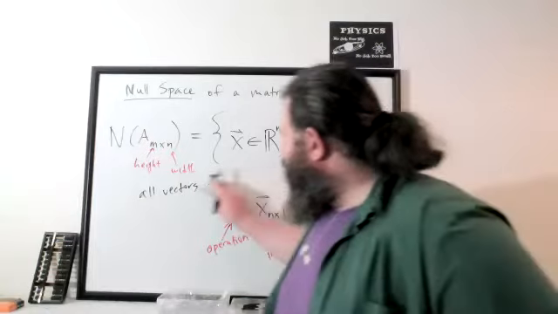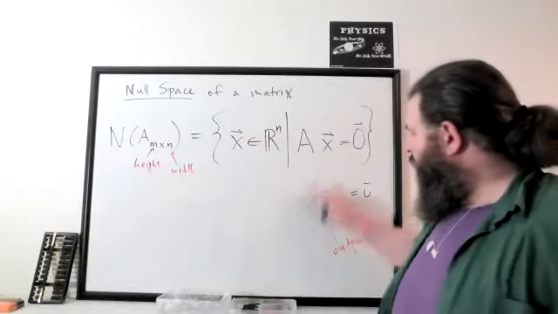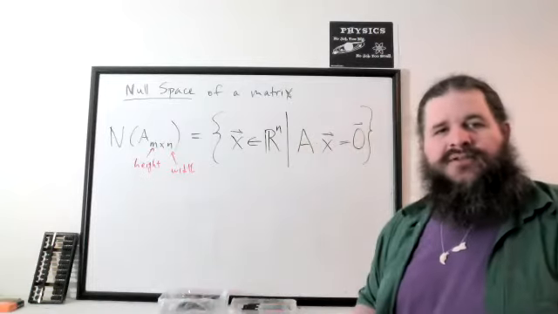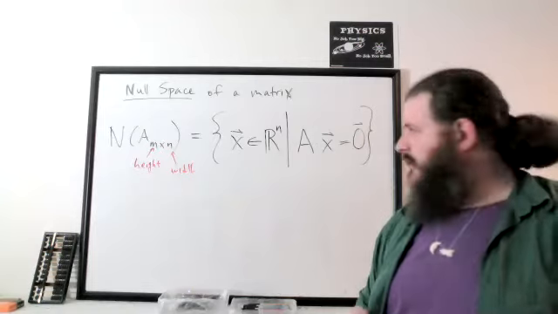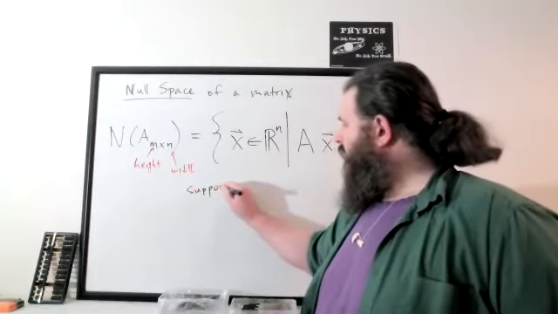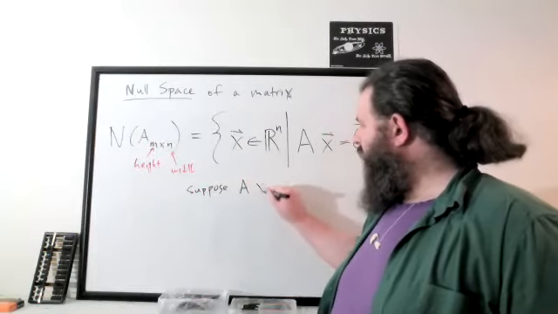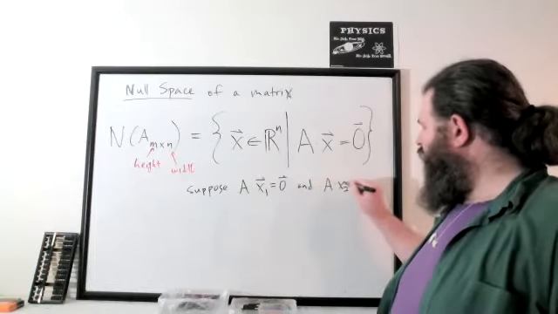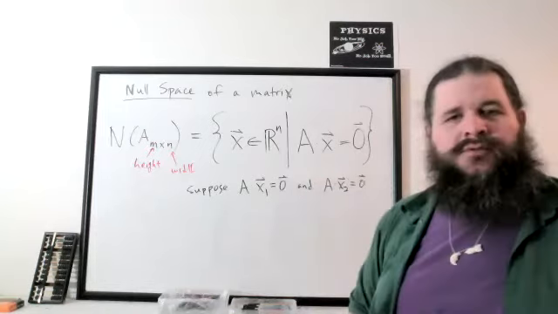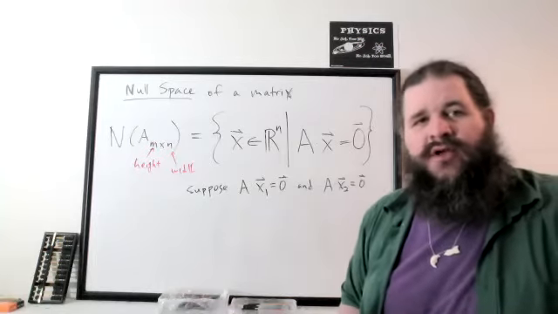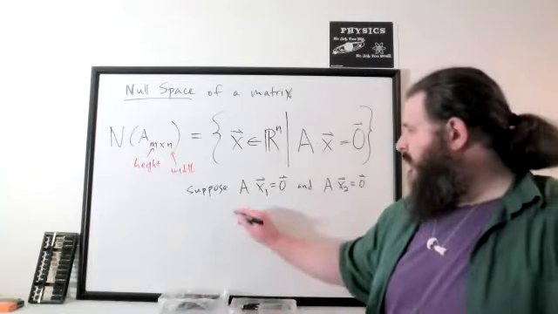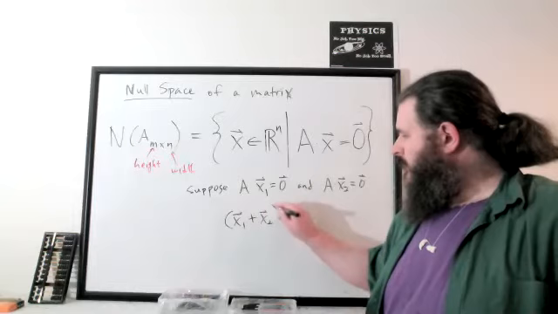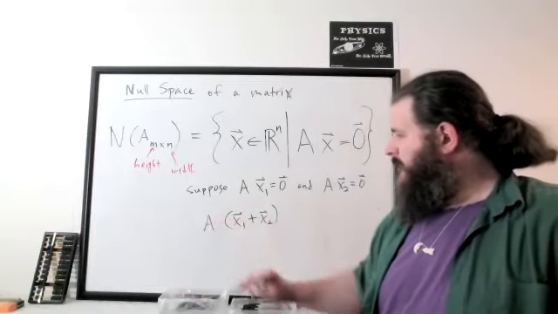And if you have the collection of all the vectors that get mapped to 0, get turned into 0 by multiplication by the matrix, then they have some very important properties. One of them is if you add two of them together. Let's say we know that A times x1 is 0, and also A times x2 is 0. In other words, x1 is a member of the null space and x2 is also a member of the null space. If you add them together though, and multiply by matrix A, what's going to happen?